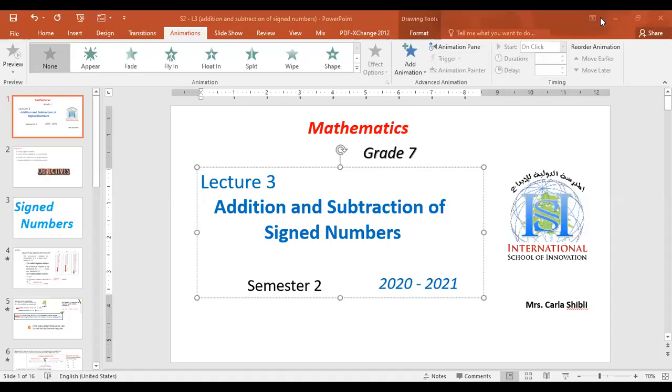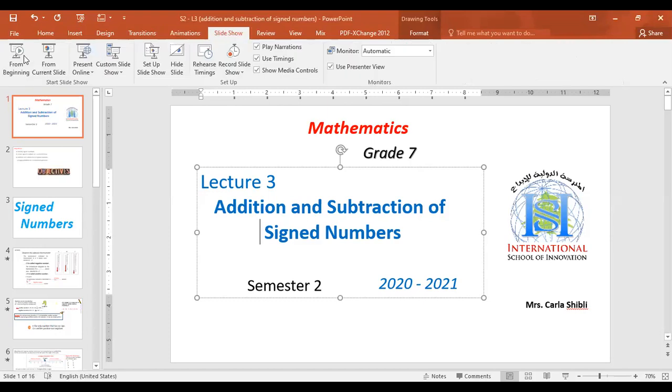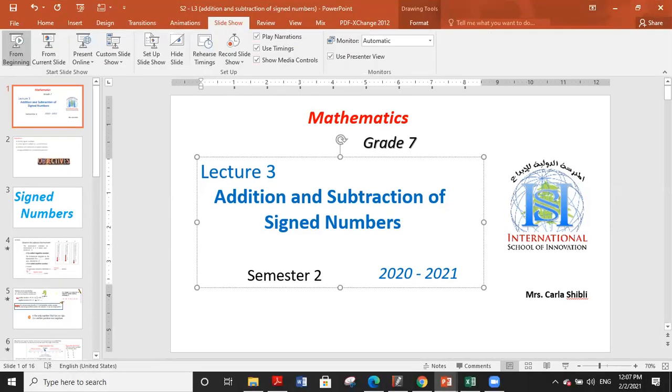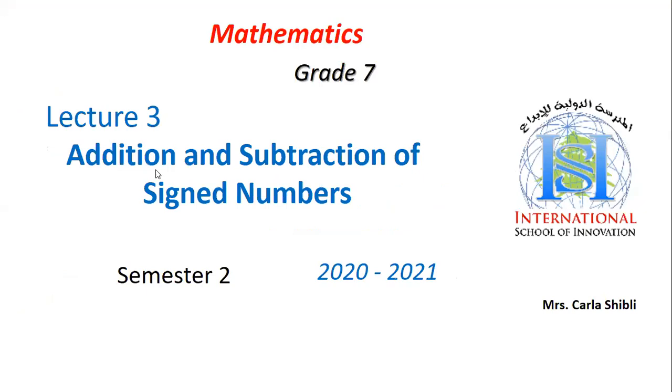So as you can see, this is lecture 3 in semester 2. It is one of the grade 7 lessons. The title of our lesson is Addition and Subtraction of Signed Numbers. Please listen to me carefully. As I was saying, today I will discuss this lesson quickly with you.